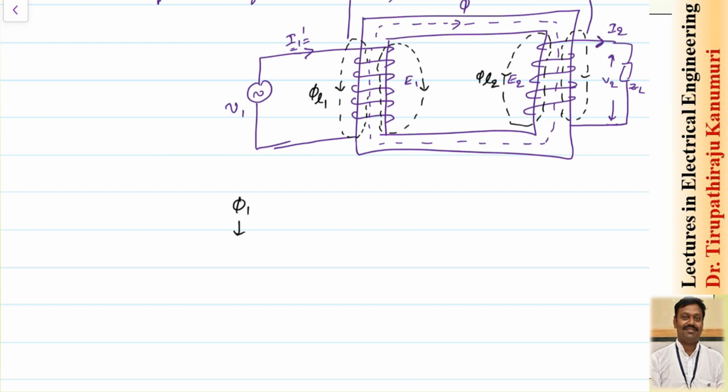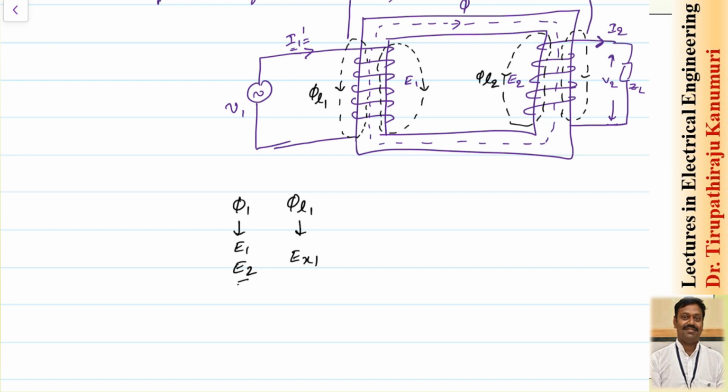Now the total flux in your core is phi 1. Because of this phi 1, E1 is induced as well as E2. Now coming to this leakage flux phi L1, it will link with only one winding. It is not linking with the second winding. That means because of this leakage flux an extra EMF is induced, which I represent by EX1. That means the total flux linking the primary winding will be phi plus phi L1.